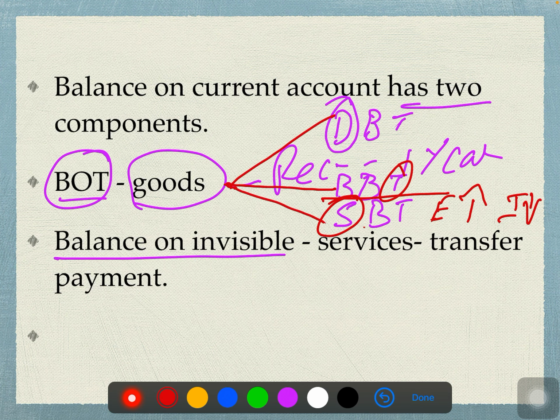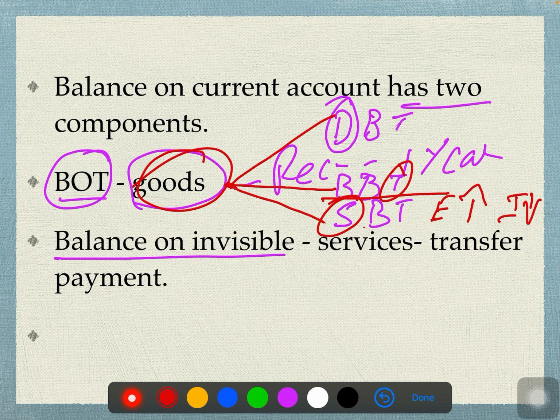I'm not going to explain this in much detail because in the last slide I explained the meaning of deficit, the meaning of balance, and the meaning of surplus. If you see the last video, you will understand that it is exactly the same situation here also. There we were counting goods and services both, but here we count only the goods.